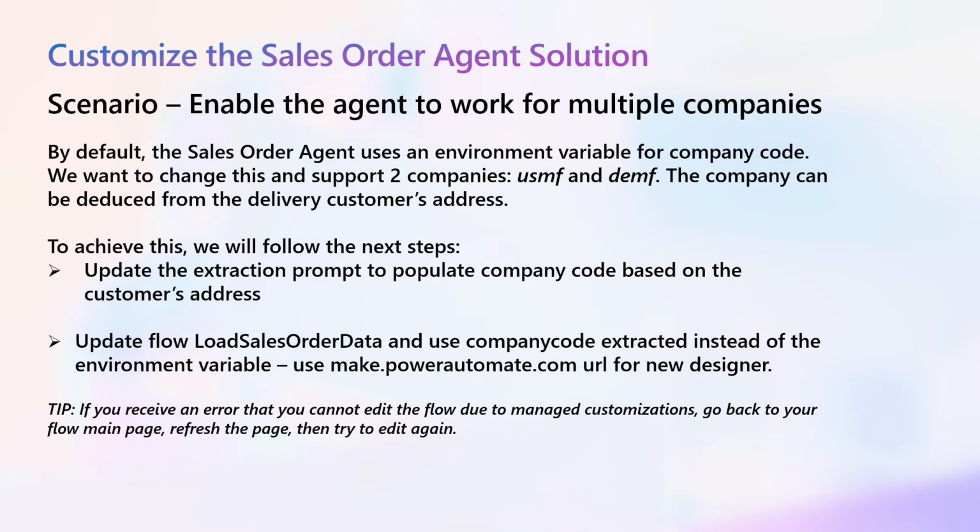Next, let's customize the agent further to support multiple companies. In my test scenario, I will need to deduce the company code based on the customer's delivery address, and I will have two options for the company being USMF for US-based customers and DMF for non-US-based customers. To achieve this, I will add a new column to the extraction prompt, company code, and I will add instructions in the GPT prompt to populate this column. Then I will update the load sales order data cloud flow to use this new column instead of the company code environment variable when creating the staging sales order header row.